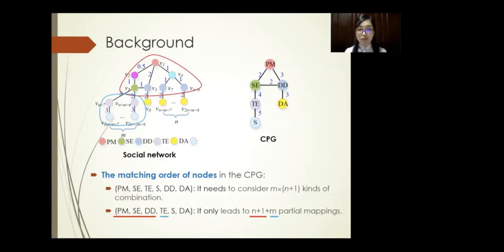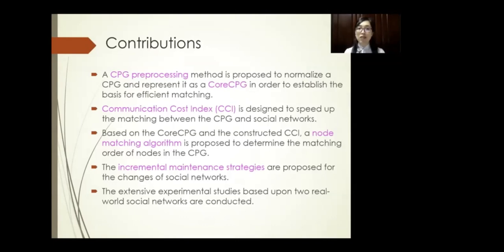In this paper, we make the following contributions. First, a CPG preprocessing method is proposed to normalize the CPG and represent it as a call CPG in order to establish the basis for efficient matching. Second, a communication cost index is designed to speed up the matching between the CPG and the social networks. Third, based on the call CPG and the constructed CCI, a node matching algorithm is proposed to determine the matching order of nodes in the CPG. Fourth, incremental maintenance strategies are proposed for the changes of social networks. Finally, extensive experimental studies based upon 2 real-world social networks are conducted.